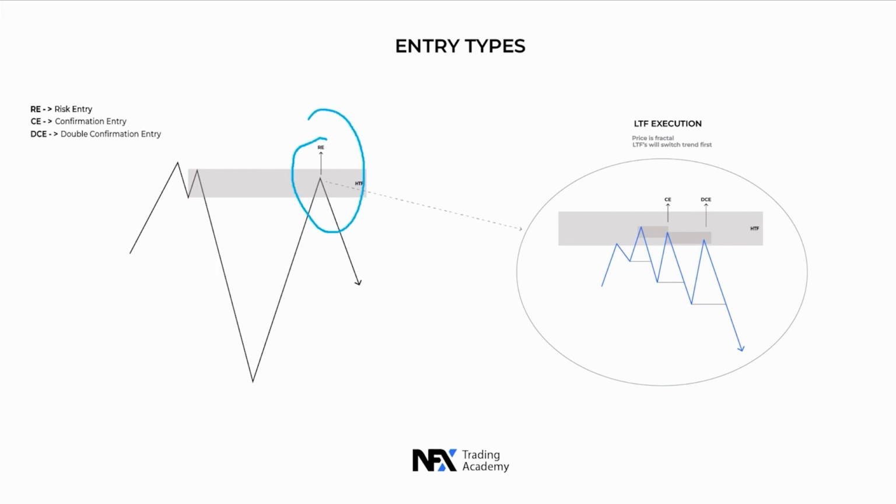A risk entry is best used when you are trading the higher time frames. So let's say, for example, the 1 hour or the 4 hour, and you have a huge 4 hour zone. Just like here, let's imagine this is the 4 hour time frame and you set a sell limit at the 50% of the 4 hour POI covering the high.